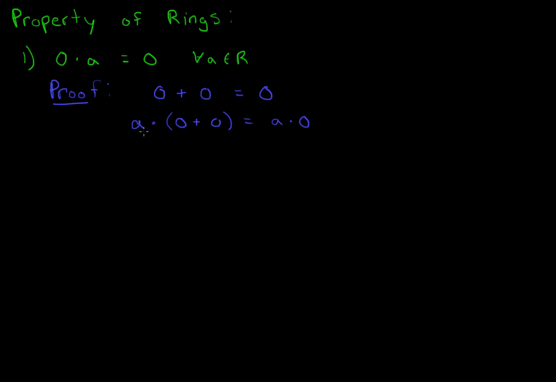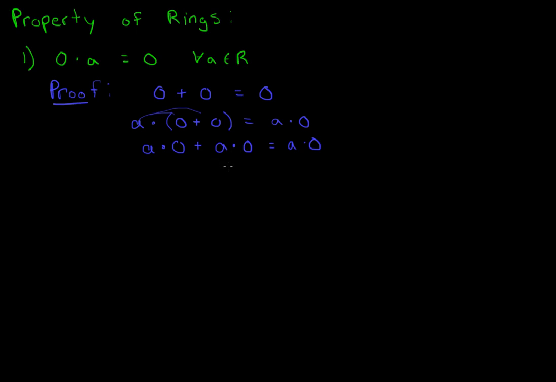Now, by the properties of rings, we can use the distributive property here to distribute this a. So a times 0, this 0, plus a times 0, this 0, is equal to, and this side we haven't changed at all, so this stays a times 0. Now, we don't necessarily know what a times 0 is, but we know by the closure property of rings that this actually is an element of R.